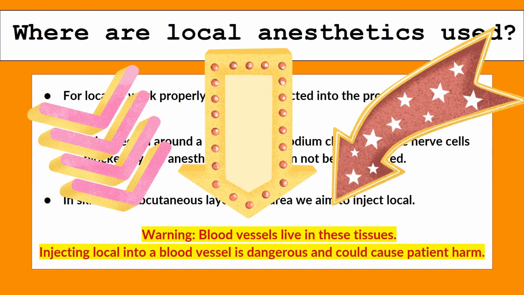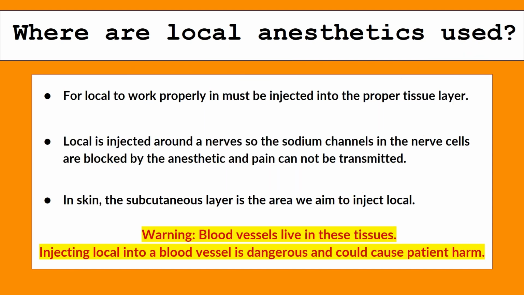Warning! Please aspirate a little before injecting. The goal is to infiltrate tissues around the nerve with local, not to inject local medication into the patient's vasculature. Blood vessels and nerves like to share space with each other, so we need to be mindful of that when we inject.